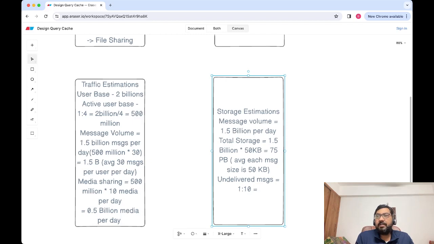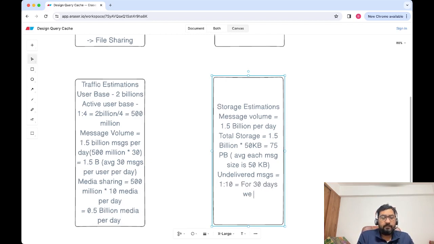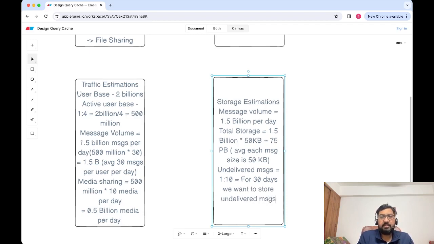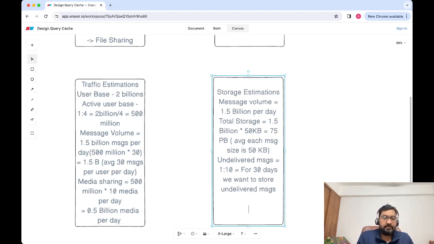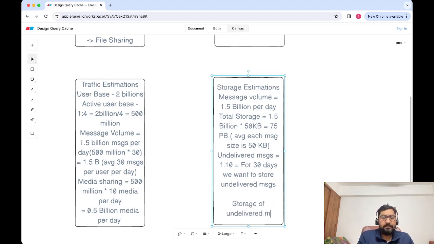So for the undelivered messages, we are going to store them for 30 days, so that when the user comes back online, we can send that data to them. Okay, so maybe our assumption is that for 30 days we want to store undelivered messages. In that case, what would happen when we talk about the storage of undelivered messages? Let's talk about the storage of undelivered messages.